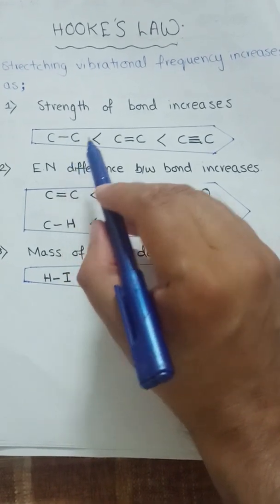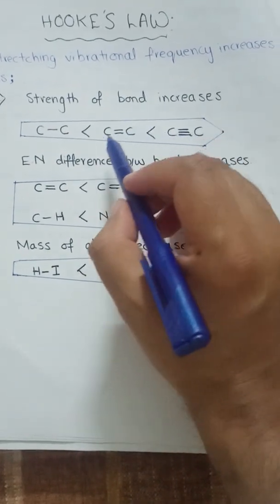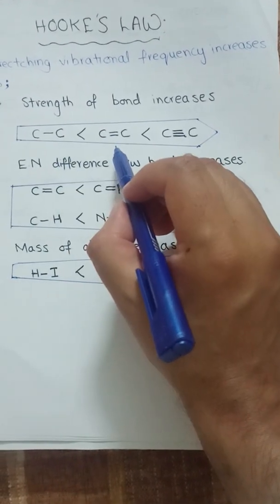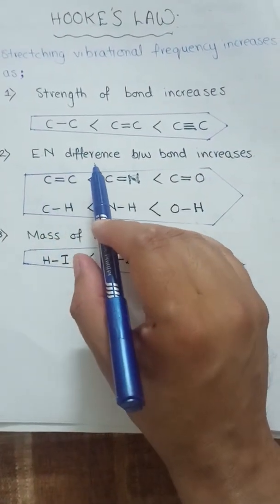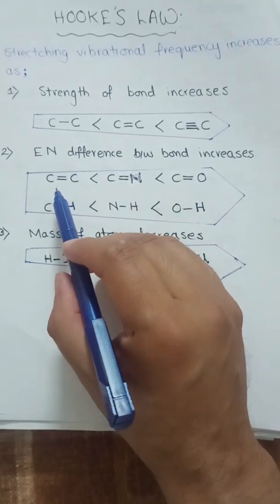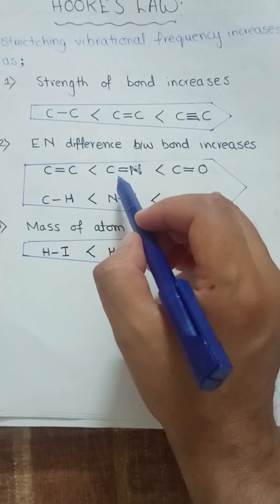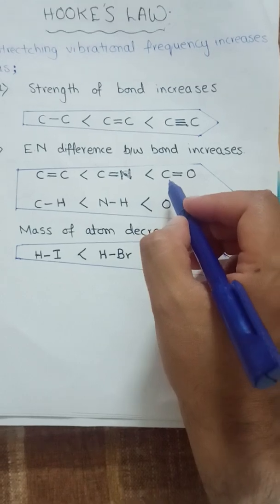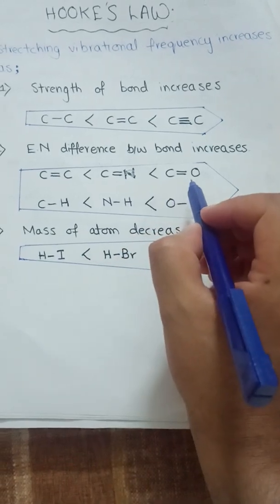If we look at the strength of bond, there is carbon-carbon single bond. The strength increases in carbon-carbon double bond and then further increases in triple bond. So in this case, the vibrational frequency of the carbon-carbon single bond is less than double bond and it is less than the triple bond. If we look at the electronegativity difference or force constant between bonds, in the carbon-carbon double bond we have zero electronegativity difference, but we have electronegativity difference in carbon-nitrogen and also greater in carbon-oxygen. Therefore, the frequency increases gradually.